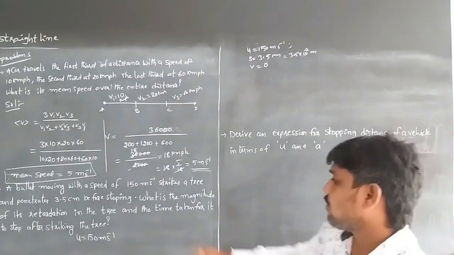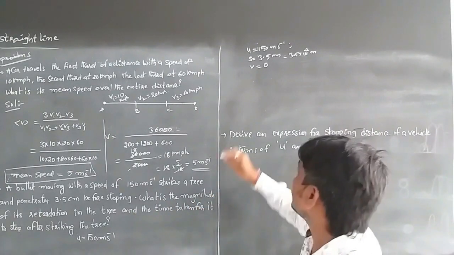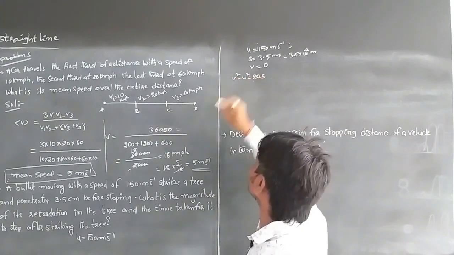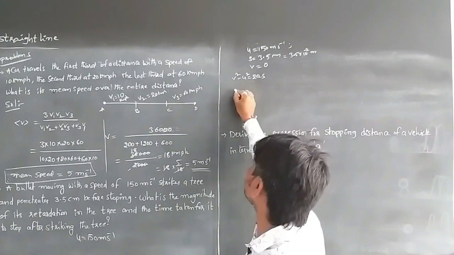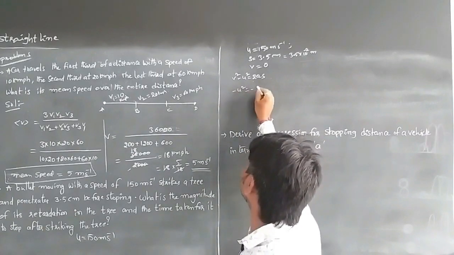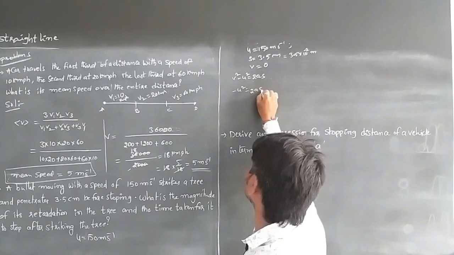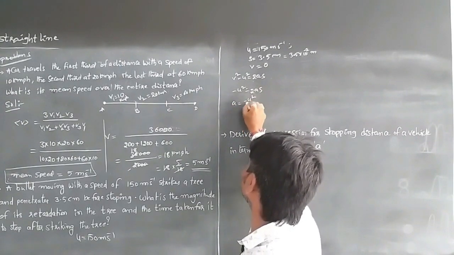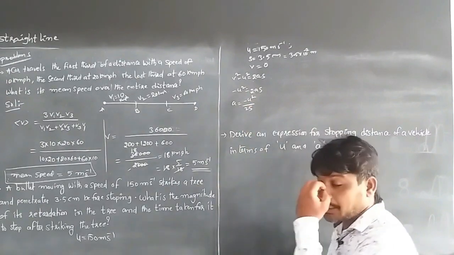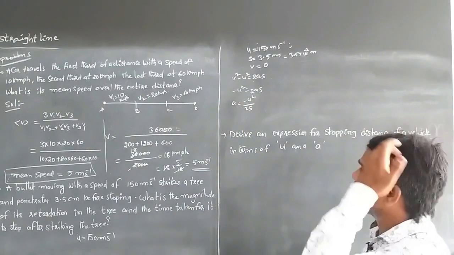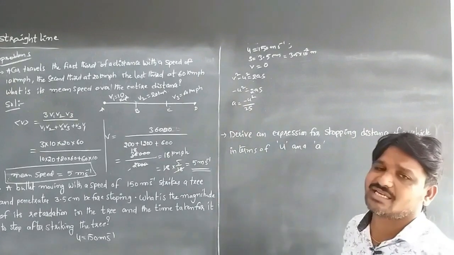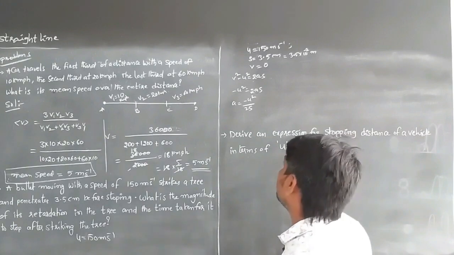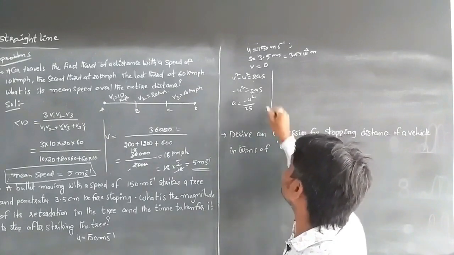Then what is the magnitude of retardation? He asked for retardation. From v square minus u square is equal to 2as, we can write that minus u square is equal to 2as, so the retardation a is equal to minus u square by 2s. This is the relation for retardation. The negative symbol indicates retardation; the retardation depends on the velocity also. So we substitute the values in the equation.